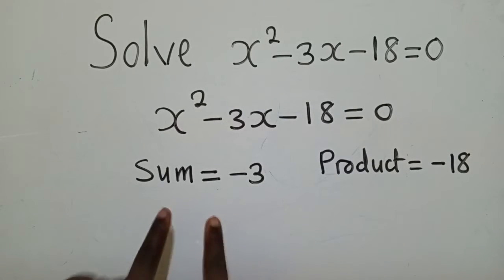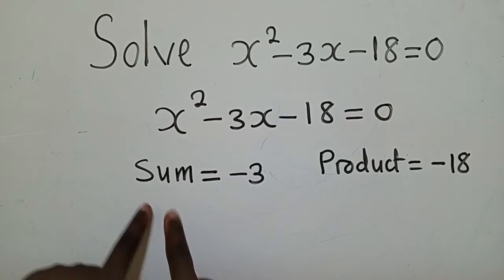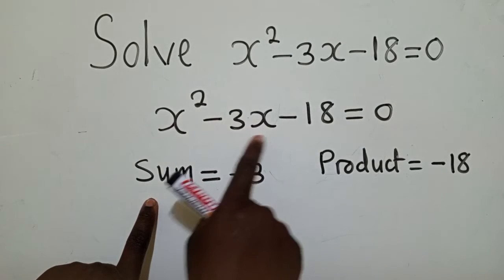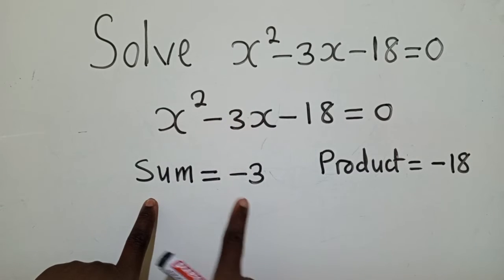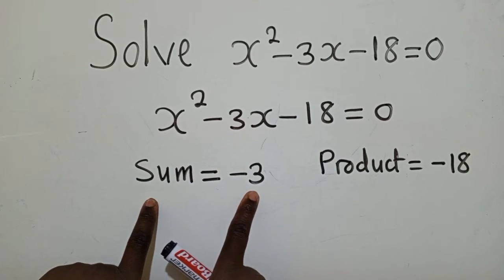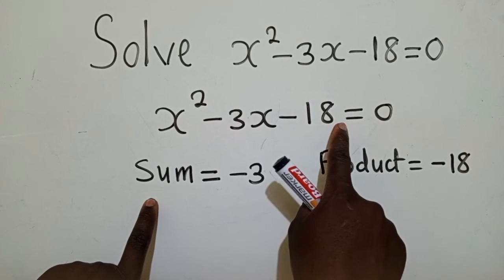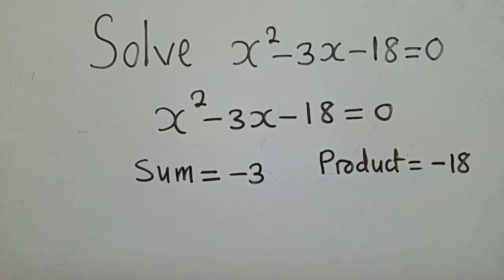Now how do I know that this is a sum and this is a product? Where there is x, whichever number is in front, it's a sum. And where there is a number, this constant without a letter, it's a product. So this is what you need to know, okay?